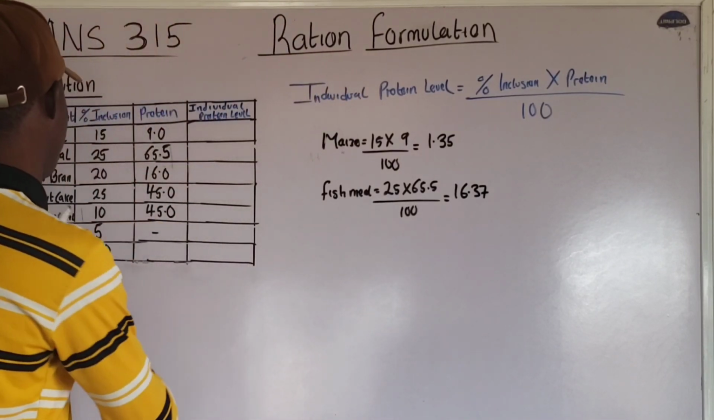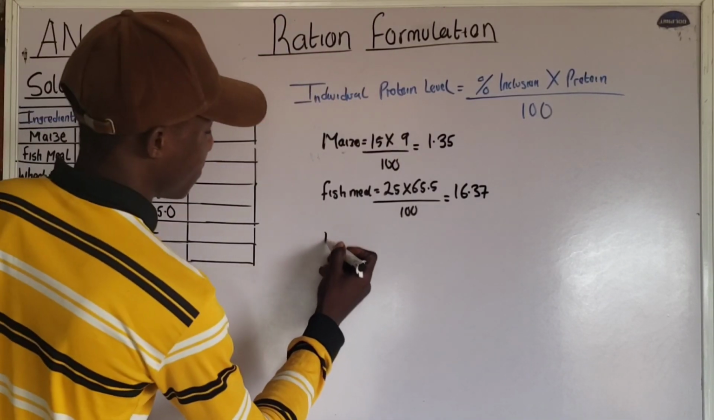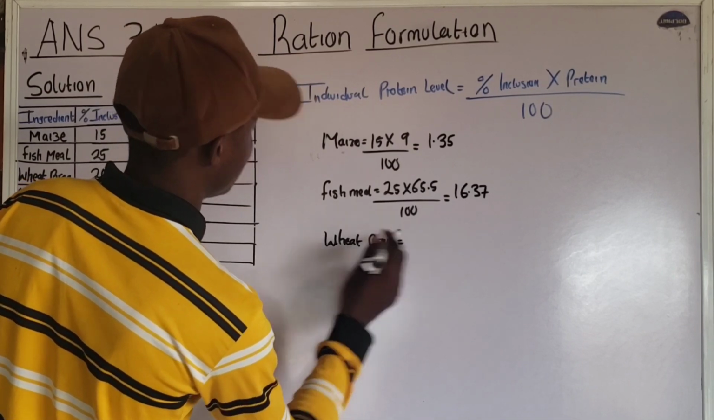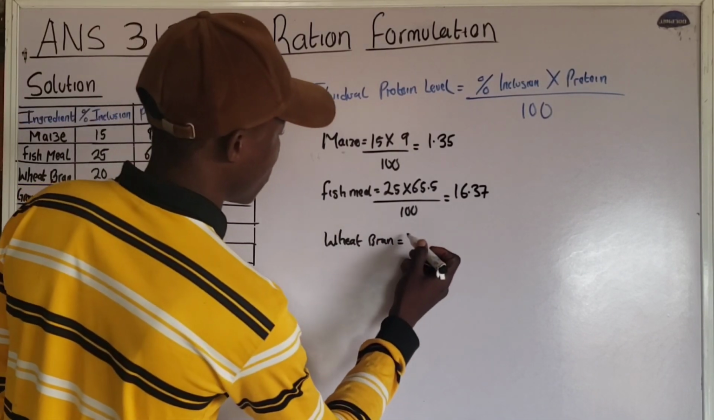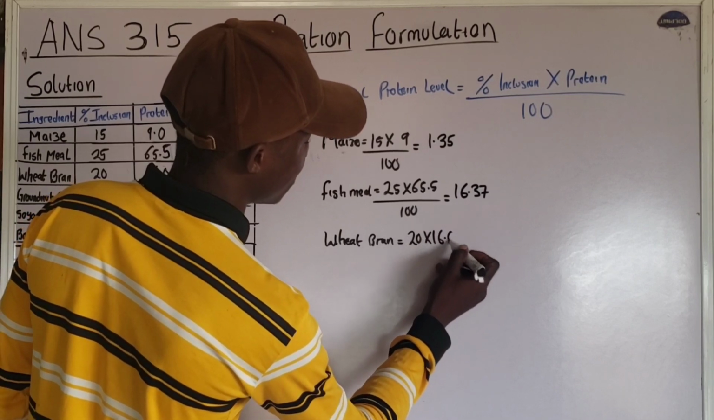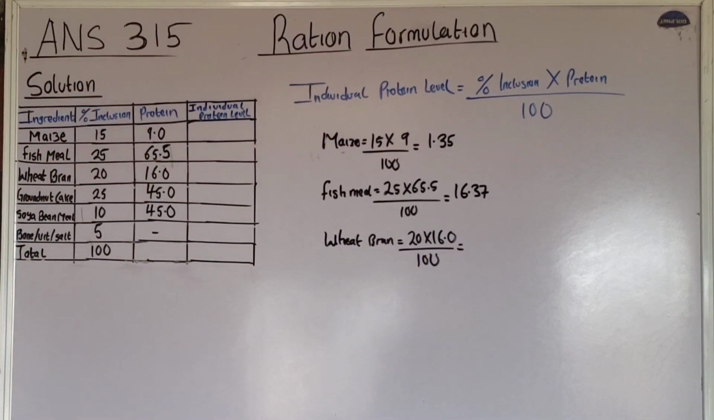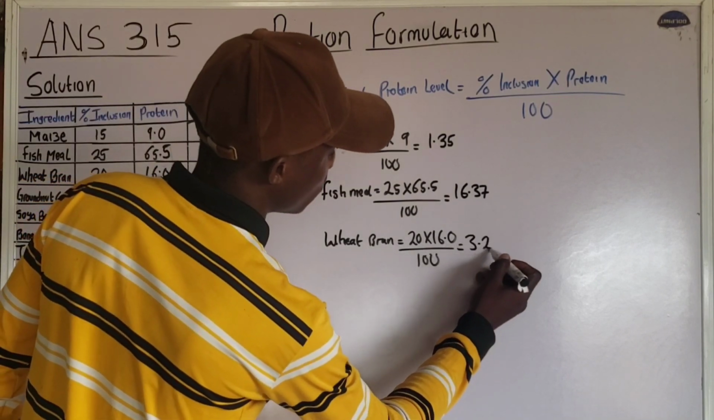Okay, so now let's proceed to wheat bran. For wheat bran, we are going to have 20 multiplied by 16.0, all over 100. Okay? 20 multiplied by 16.0 is 320. 320 divided by 100 is 3.20. Okay, so we are going to have 3.20.